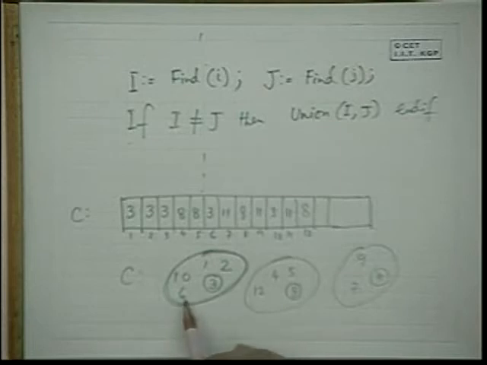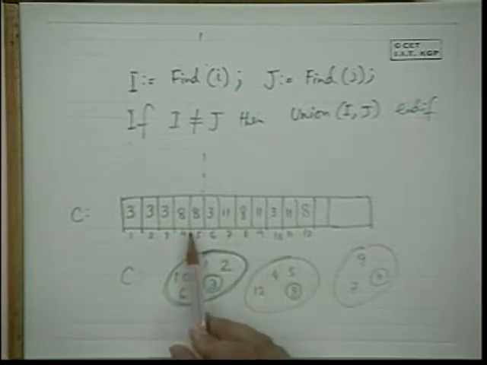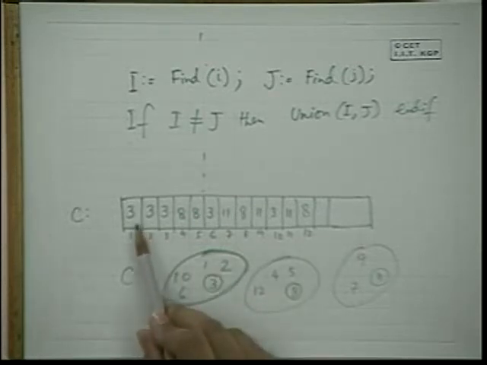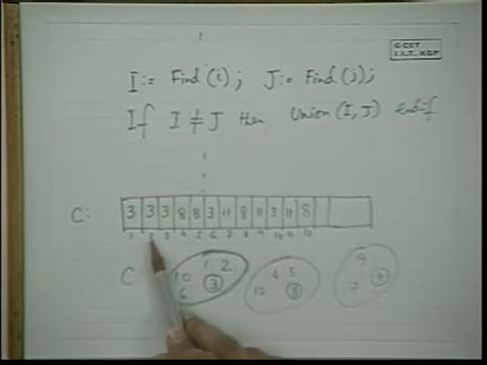But what about union operation now? Suppose we have been given 2 sets. Let us go back to the previous example here. Suppose the set 3 and set 8 have to be union. In that case, either we have to change the name of all the elements in the set 3 to 8, or all the elements of the set 8 to be named as 3. Either of these we have to do to retain the invariance that this is the way we are going to represent.